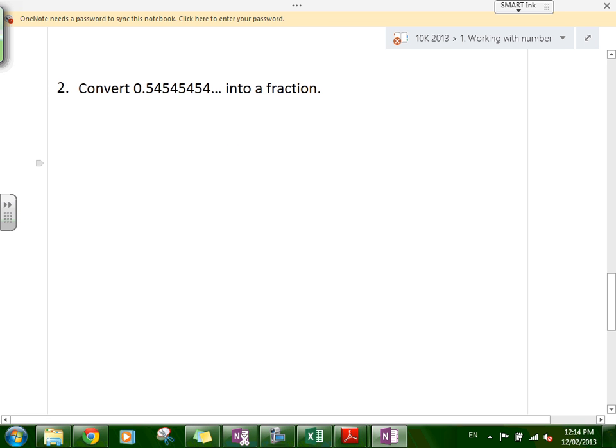Next one. 0.545454 repeater. Okay, so you're repeating 5 and 4 over and over again. What we did is the same thing. We called this repeating decimal by a name. So I'm going to use n again. Okay, so n equals 0.5454. Now, the difference with this one and the first one is the repeating pattern. How many digits does it have in the repeating pattern? Okay, so it's 2 digits, 2-digit repeating pattern.